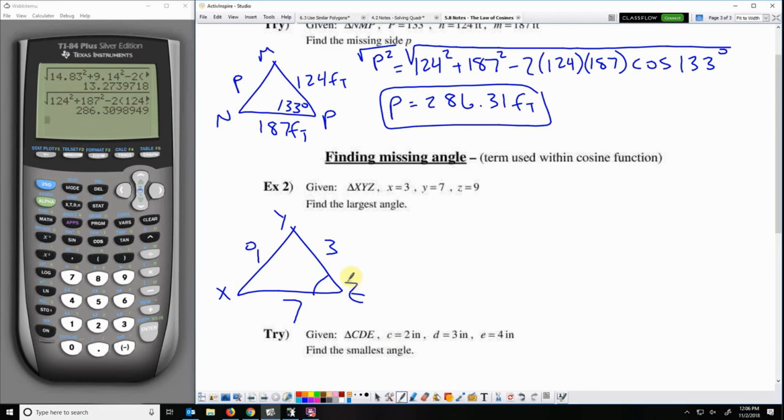Okay, so we'll start with 9 squared equals 3 squared plus 7 squared minus 2 times 3 times 7 cosine Z, this is my variable. So we're going to do some simplifying and then we'll solve. 9 squared is 81. 3 squared is 9, 7 squared is 49, so if I combine these, I'm going to get 58.